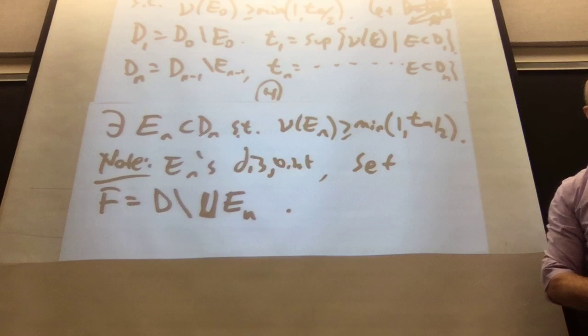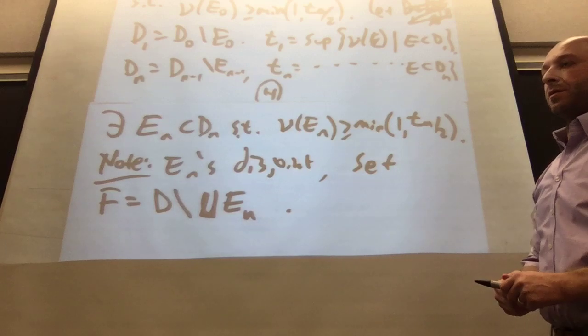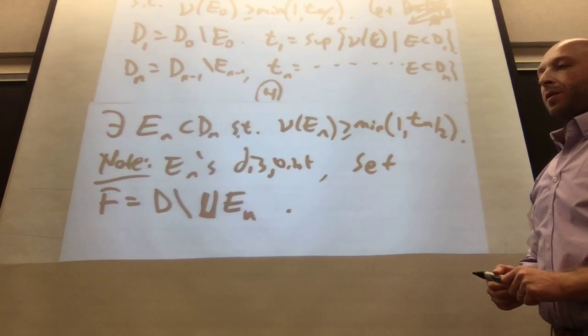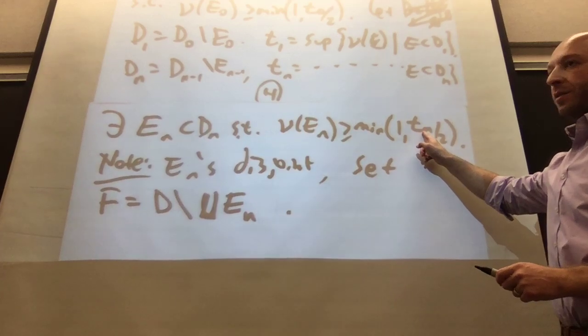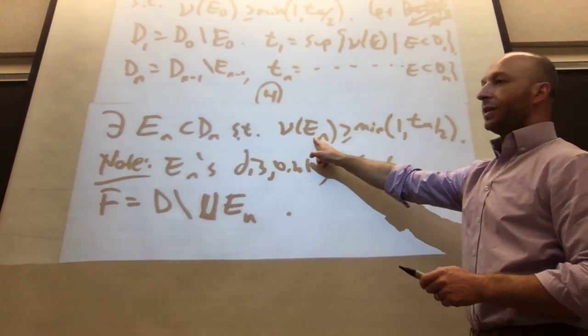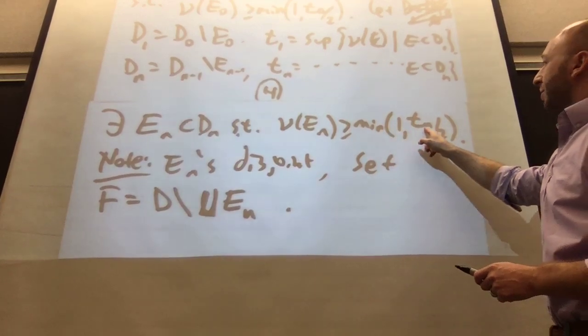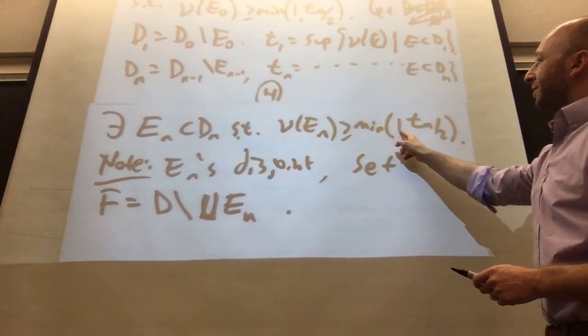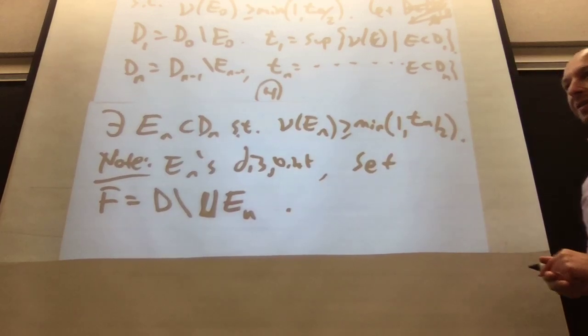How do we know that we can choose En to measure exactly 1 if Tn is infinite? Not exactly, just at least. How do we know we can do that? How do we know there's a finite thing? What if they're all infinite? If all of the En's have positive infinite measure, then this is perfectly fine because I'm just saying make it at least measure 1. Okay. And infinity is bigger than 1.